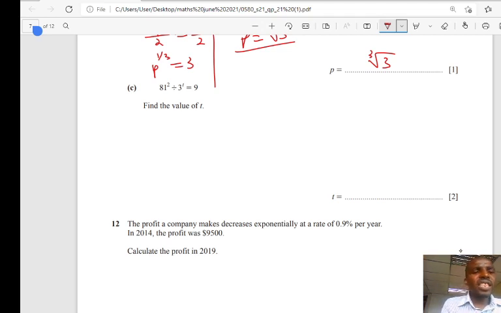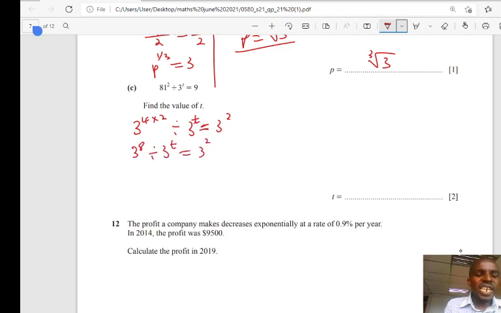81 is 3 to the power 4. Then there was already a power 2 here, just multiply with the power 2. Divided by 3 to the power t is equal to 9, which is 3 squared. You can see the bases are the same. But first, simplify the left side. They must be under one base. This one, 3 to the power 8 divided by 3 to the power t is equal to 3 to the power 2.